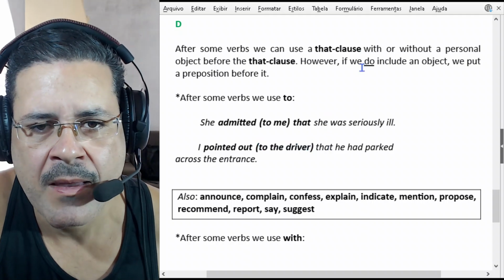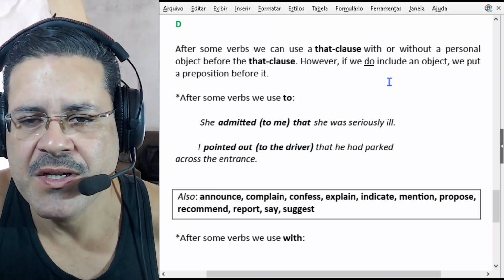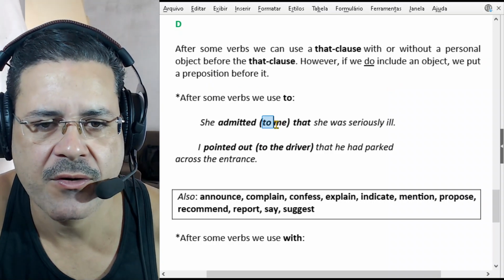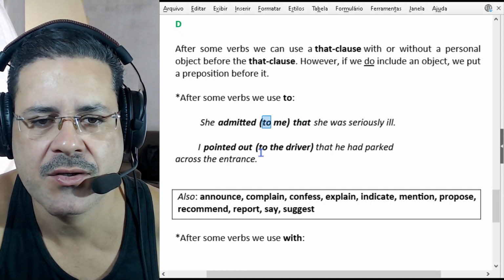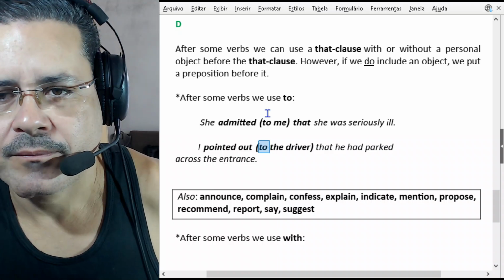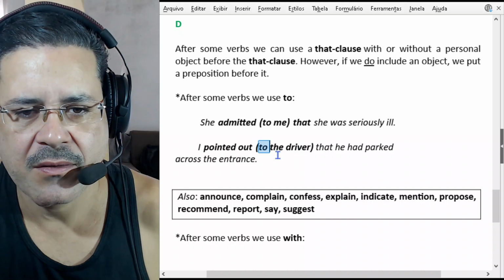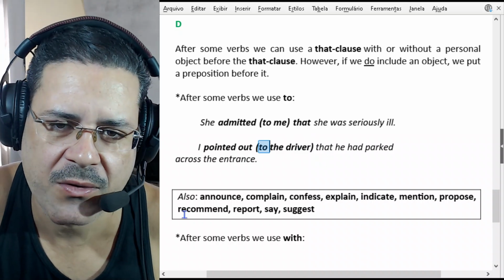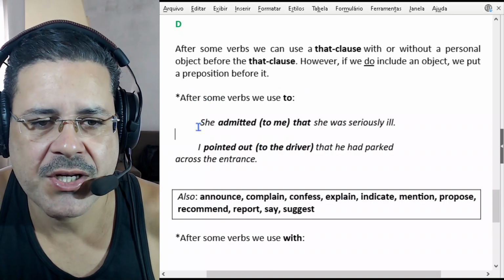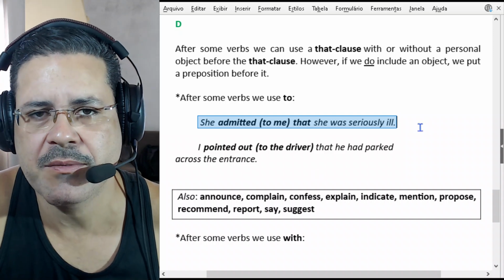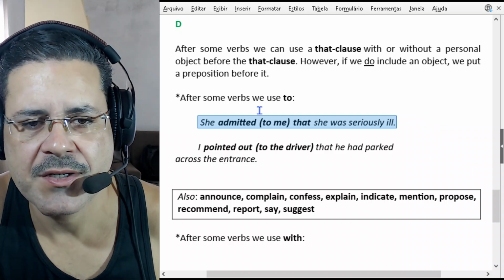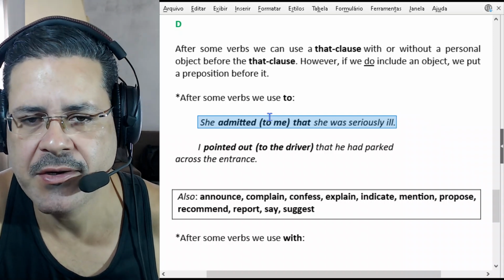However, if we do include an object, we put a preposition before it. So notice the preposition before the object: to me and to the driver, to him. So the preposition to is before the object, which is before the that clause. After some verbs, we use it to. So, for example, she admitted to me that she was seriously ill.